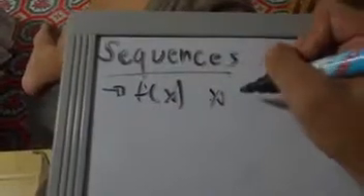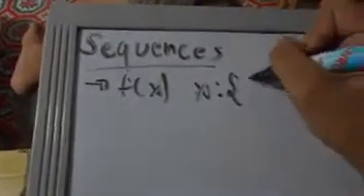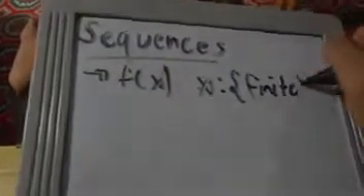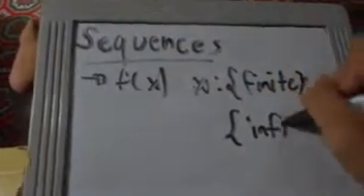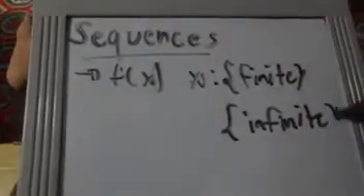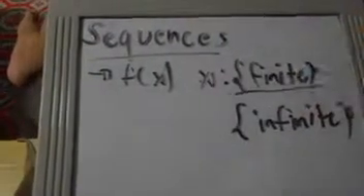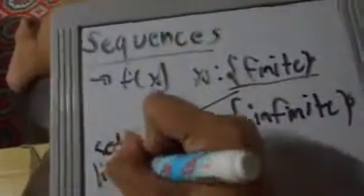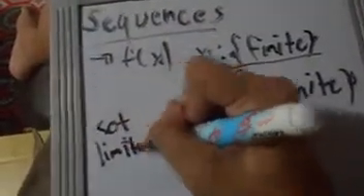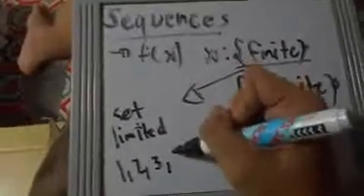A sequence is a function whose domain is a finite or infinite set of numbers. So what is a finite set? A finite set is a set of numbers with a limited number of terms. Its example is 1, 2, 3, and 4. So this sequence has only 4 terms, 1, 2, 3, 4.